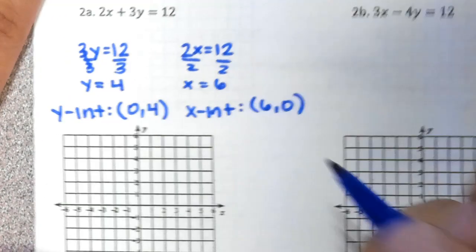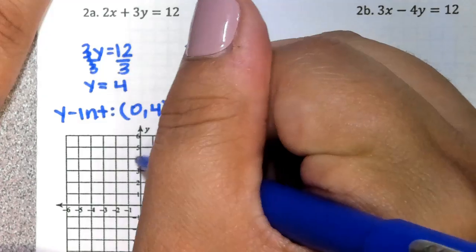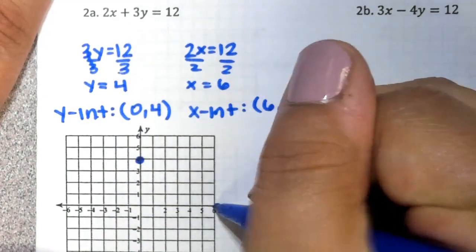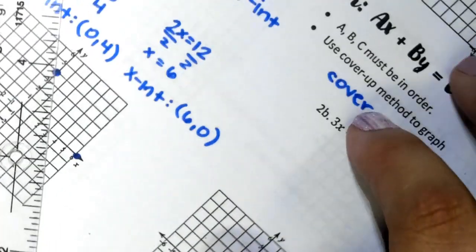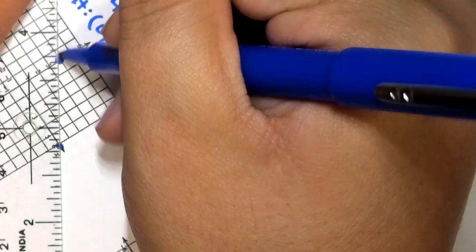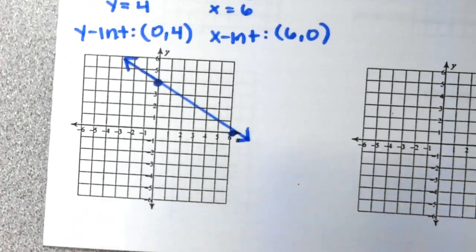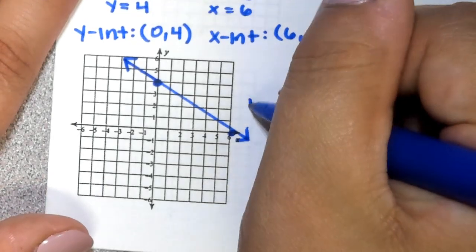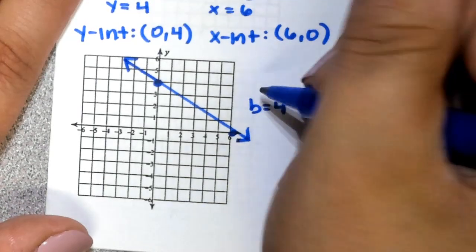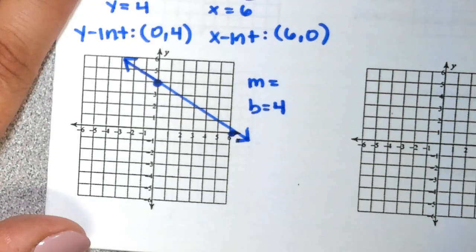All right, I'm now going to plot these points. 0, 4, 6, 0. I'm going to get my straight edge, aka your badge, and I am going to make the line. Y'all, what's the B value here? 4. What is my M? How is this moving?